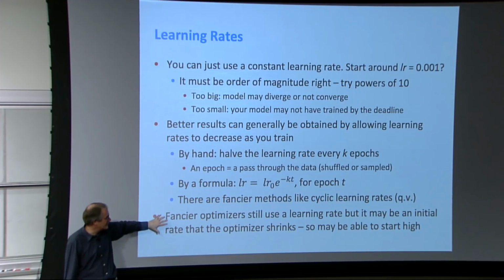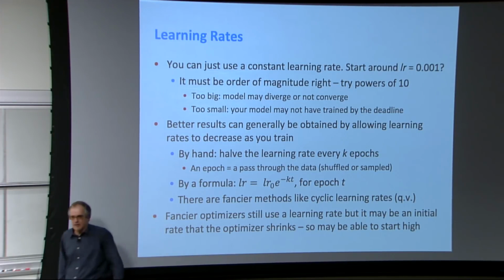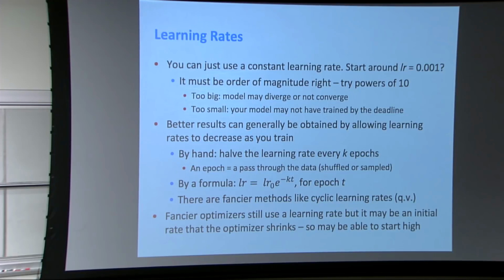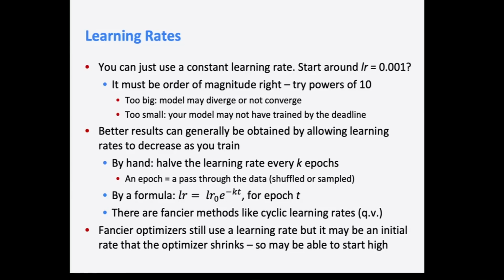The one other thing to know is if you're using one of the fancier optimizers, they still ask you for a learning rate, but that learning rate is the initial learning rate, which typically the optimizer will shrink as you train. So commonly, if you're using something like Adam, you might be starting off by saying the learning rate is 0.1, a bigger number, and it'll be shrinking it later as the training goes along.